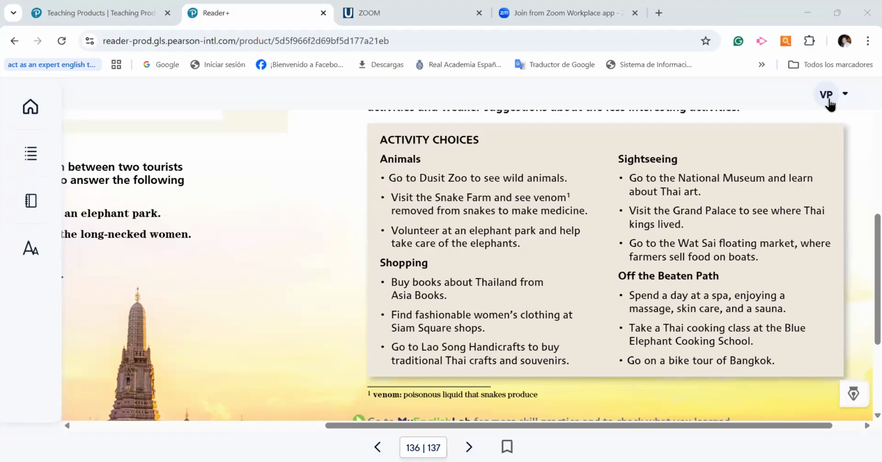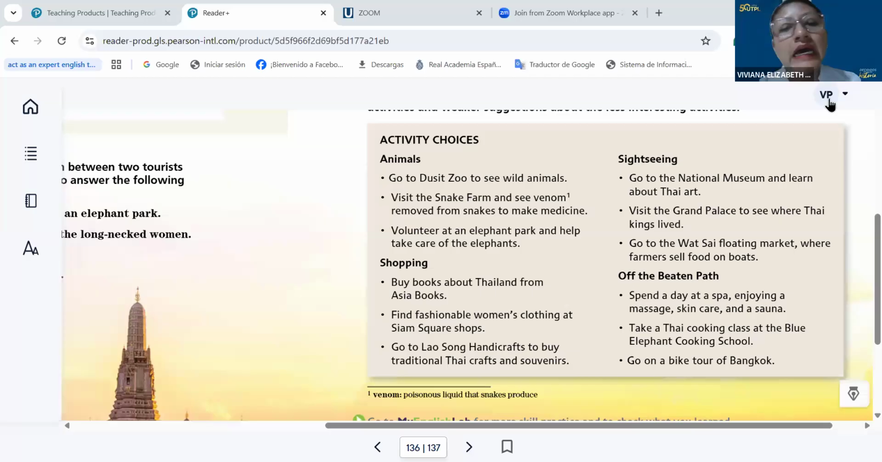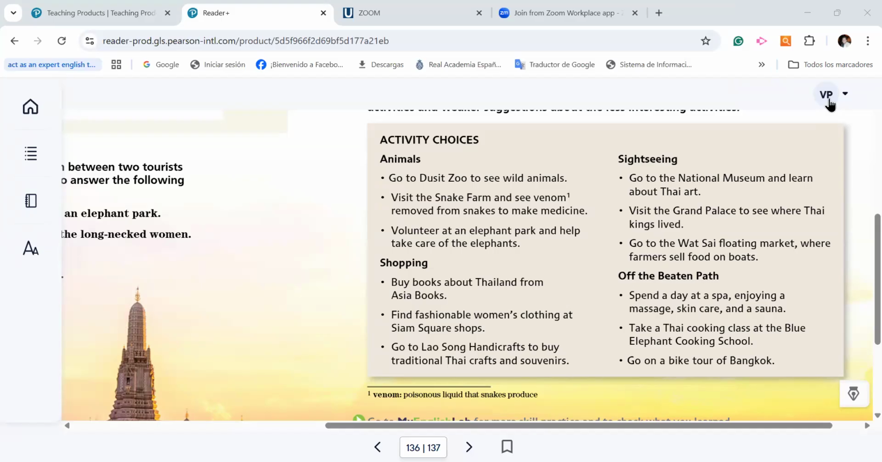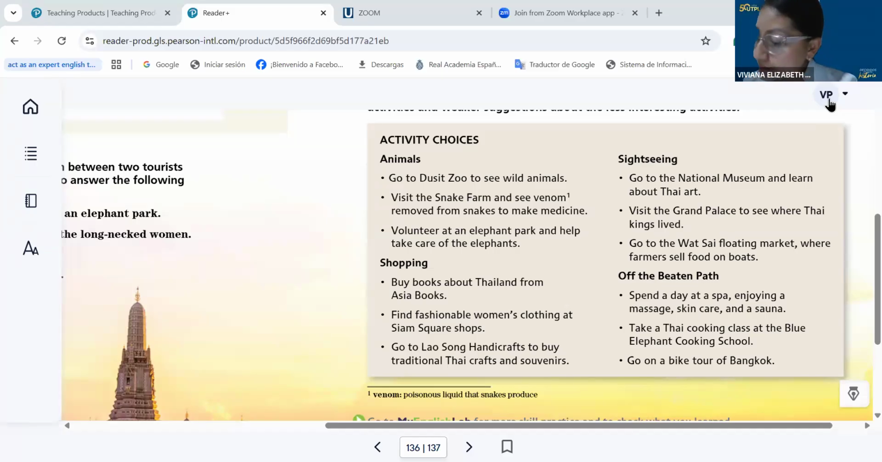Someone else? Okay, I'm ready, teacher. We definitely visited the snake farm and see venom removed from snakes to make medicine. That's strong. It's right. I couldn't hear should. Sorry. We definitely should visit the snake farm and see venom removed from the snake to make medicine. Oh, sorry, the place of definitely is wrong. We should definitely visit the snake farm and see venom removed from the snake to make medicine. Yes, that's it. Okay, a quicker suggestion?